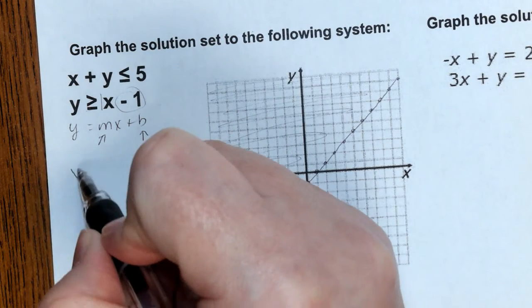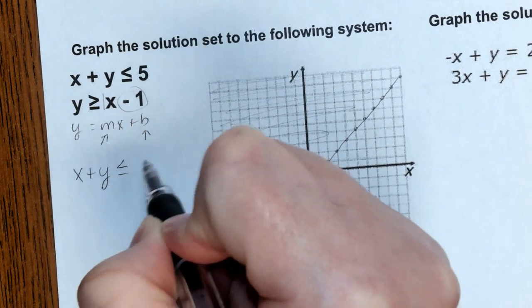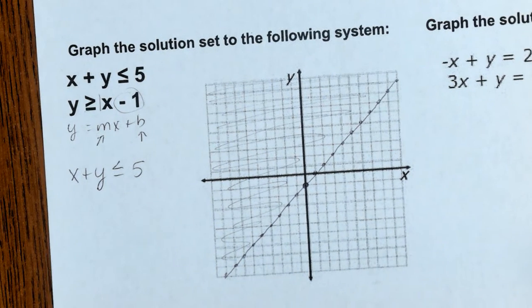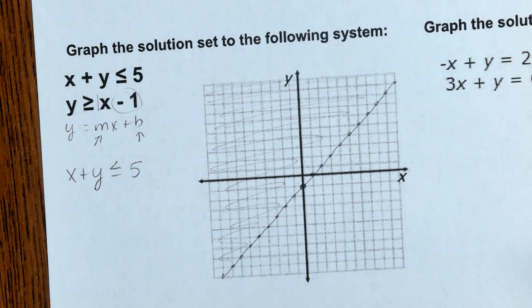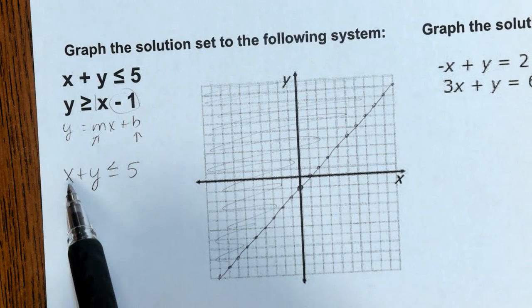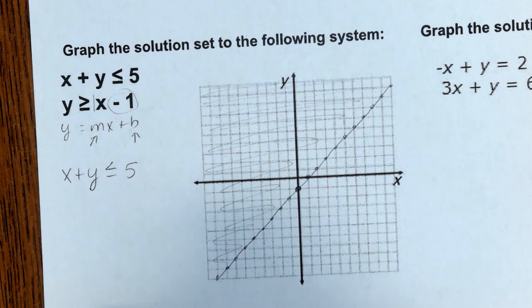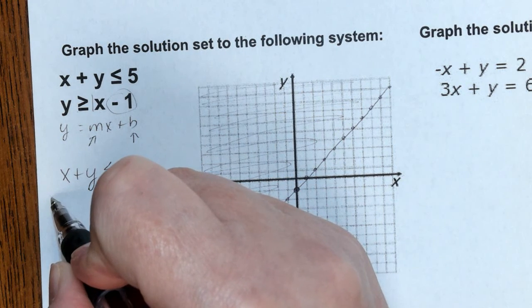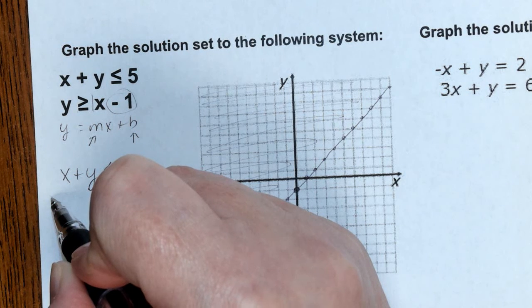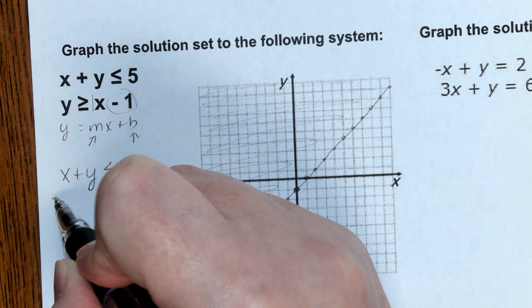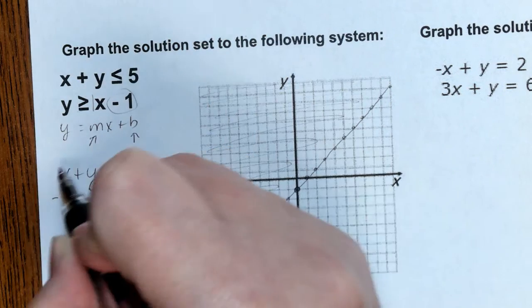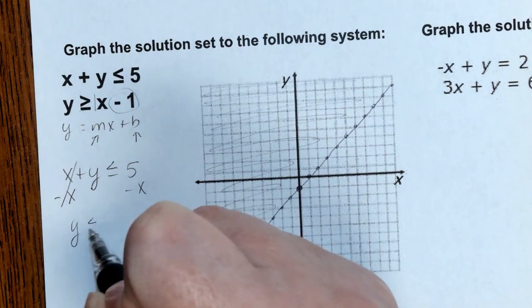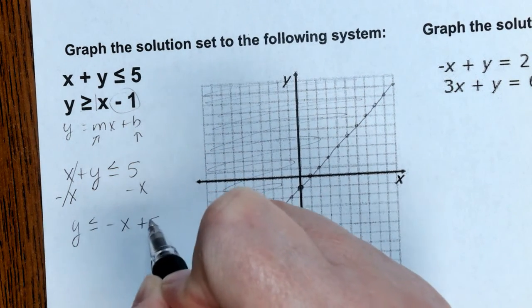Now the other one, the x plus y is less than or equal to 5. We have to solve for y. But the good news is that one's not that hard to solve. You just have to move the x over. And how do you move a positive to the other side again? I mean the y. How do you move a positive? Subtract it, yeah. Yep. So the y is less than or equal to -x plus 5.